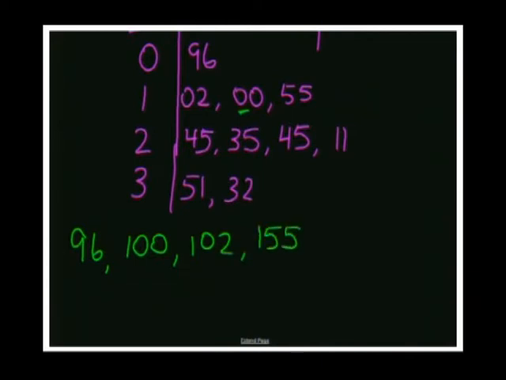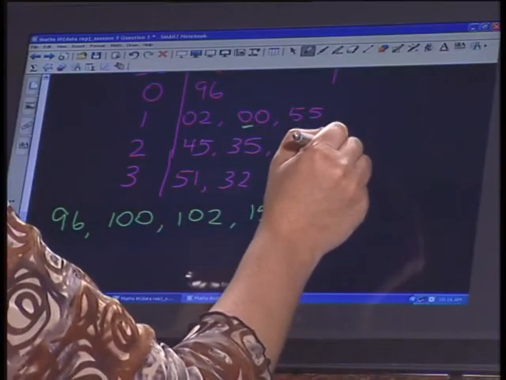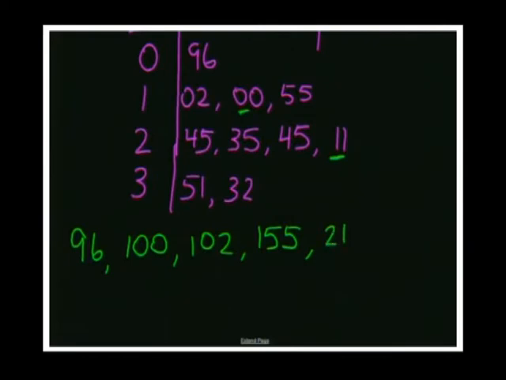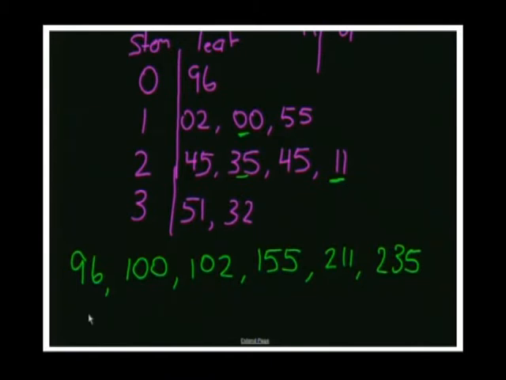I also double check as I'm going along. Well, I only had 1 in the zeros, 3 in the hundreds, and I've got all 3, and now let's move on to my 200s. I've got 211 is my smallest, then 235 is my next. Okay, then after that we've got 245 and 245 again.